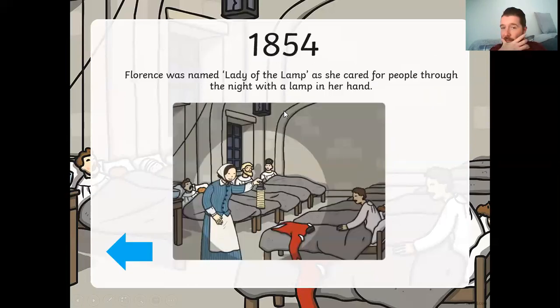Then again in 1854, Florence began to be known by the soldiers in the hospital as the Lady of the Lamp. And that's a nickname we know Florence Nightingale by now. This is because she cared for people through the night, holding a lamp in her hand. She would go and visit the soldiers, make sure that they were comfortable, and she could catch any illnesses or anything that needed treated immediately before waiting for the morning, which is what used to happen with the doctors because they couldn't be everywhere and they needed to have rest as well. So people often got ill in the night.